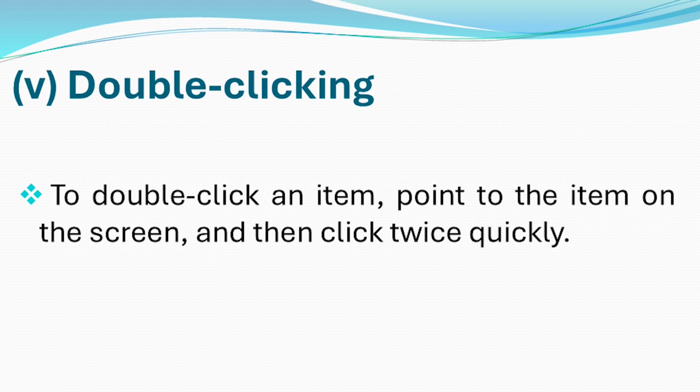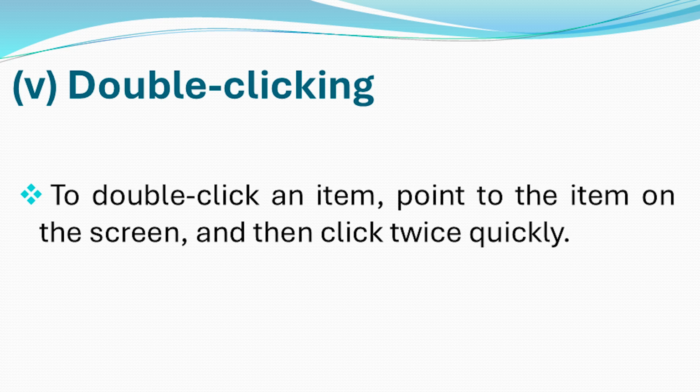Double-clicking. To double-click an item, point to the item on the screen, and then click twice quickly. If the 2 clicks are spaced too far apart, they might be interpreted as 2 individual clicks rather than as one double-click. Double-clicking is most often used to open items on your desktop. For example, you can start a program or open a folder by double-clicking its icon on the desktop.